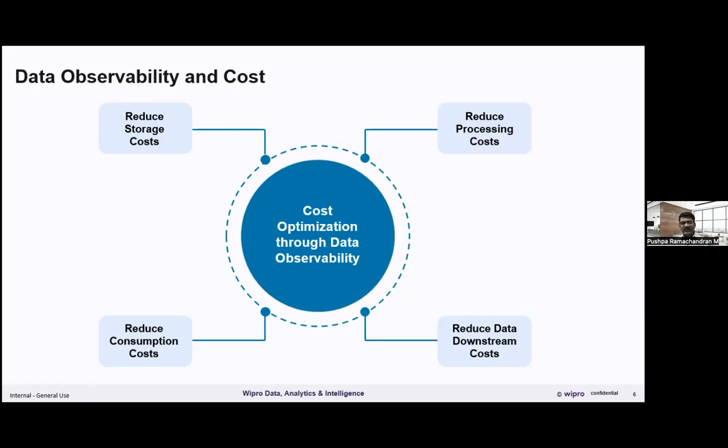Based on the internal and external requirements in terms of privacy and compliance, etc., some of these are maintained on-prem, some of them are maintained on the cloud. So that adds an additional layer of complexity. And on top of that, there are a lot of data pipelines that are transforming the data across these layers.